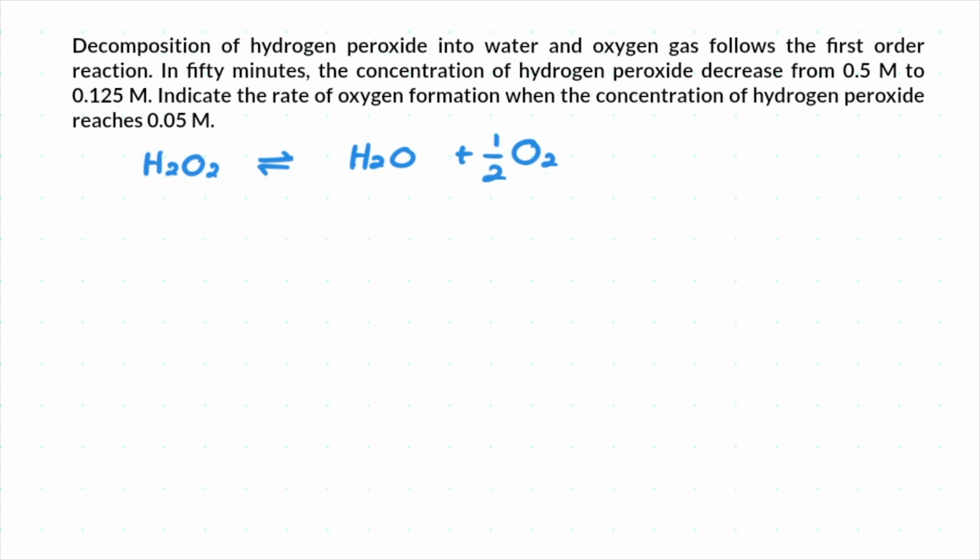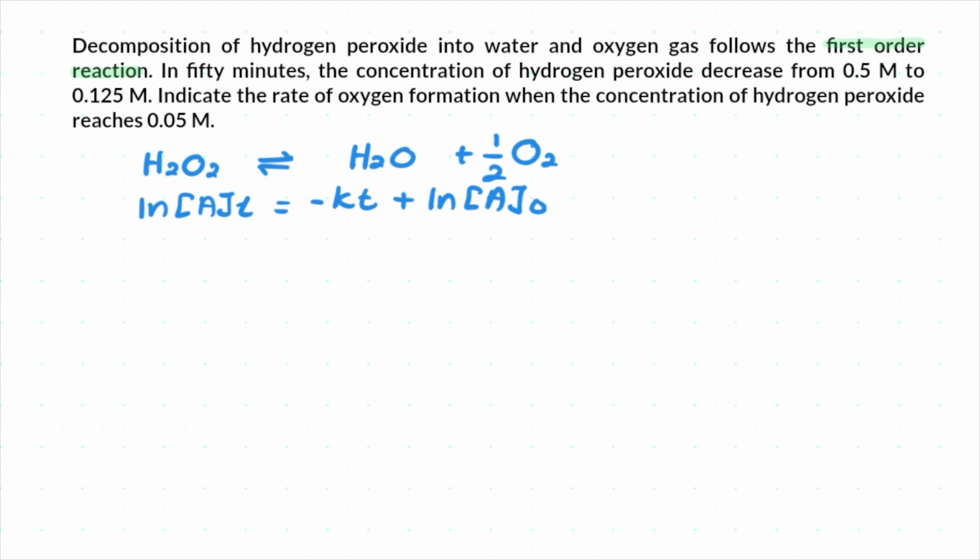Alright, next up, we are going to see whether this is a first, second, or zero order reaction. So in the question, it stated that this is a first order reaction. So in a first order reaction, the formula that we are going to use is ln At is equivalent to negative kt plus ln A naught.